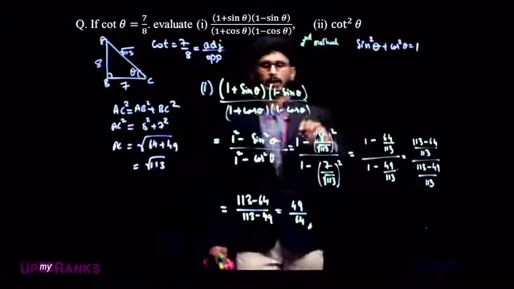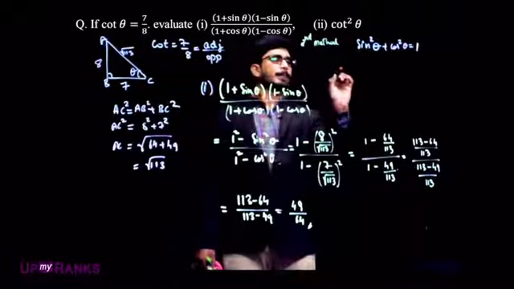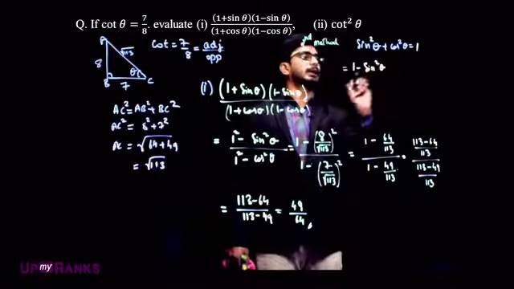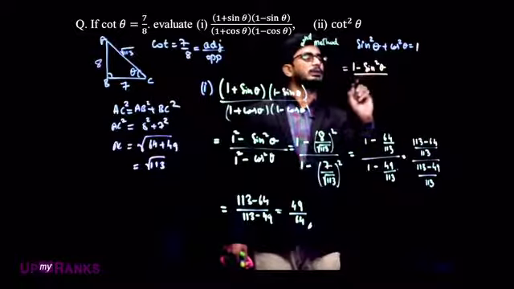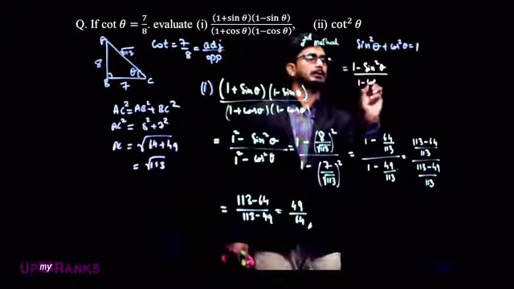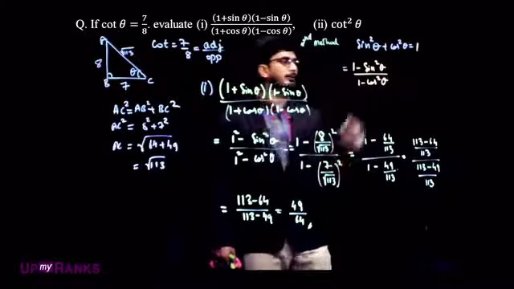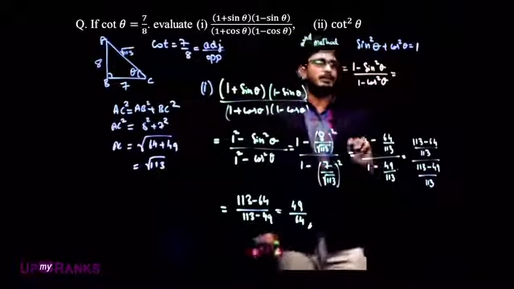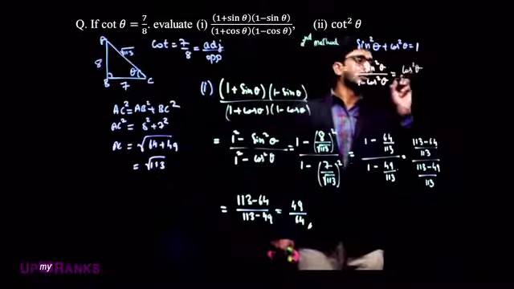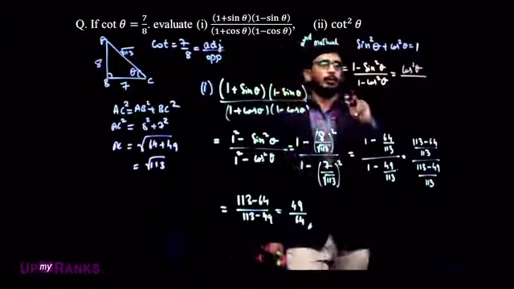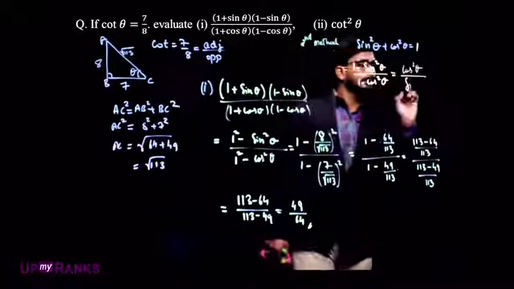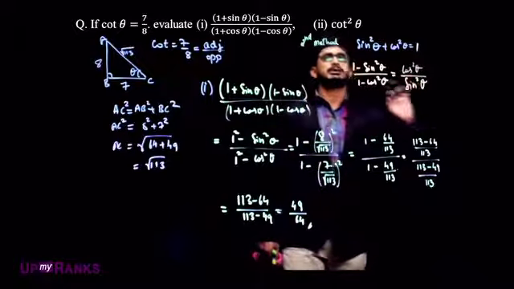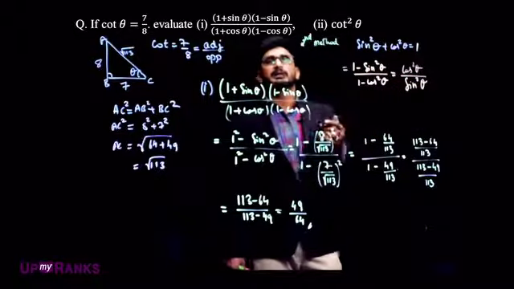Then children, I can directly write this step over here from this step, which is 1 minus sine square theta divided by 1 minus cos square theta. The second step over here. Now children, from this identity, can I write 1 minus sine square theta as cos square theta? Then 1 minus cos square theta as sine square theta. Children, what is cos theta by sine theta? Which is nothing but cot.